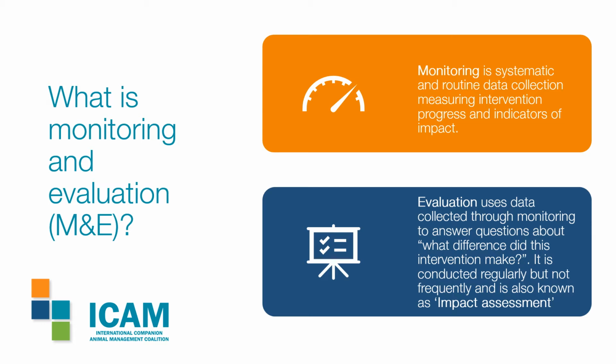Now, I've used the term M&E, or monitoring and evaluation, a few times, just to define what I mean by that. Monitoring is the systematic and routine data collection measuring intervention progress and indicators of impact. So an example of monitoring intervention progress would be using veterinary clinic records to keep track of how many subsidised spays have been done per month. This is a measure of your intervention effort or output. Whilst an example of monitoring indicators of impact would include gathering data from hospitals on the number of dog bites recorded. This is the difference you are hoping to make with your intervention.